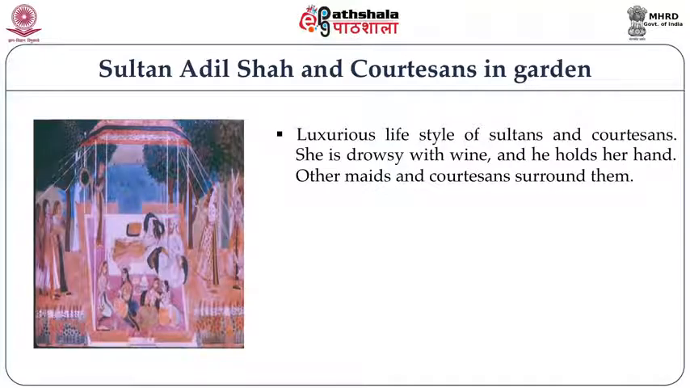You have another painting of Sultan Adil Shah with a lot of courtesans in the garden. It shows a very luxurious lifestyle of the Sultan, where he's surrounded by these courtesans. It appears all of them are very drowsy with wine, and the Sultan is holding the wine, and the courtesan is holding the wine, offering it to the Sultan. And you have a number of maids who are surrounding them. You can see a lot of items of toiletry spread around them.